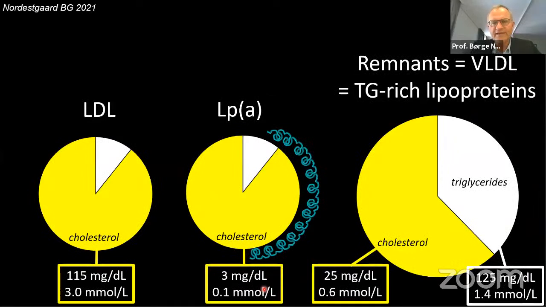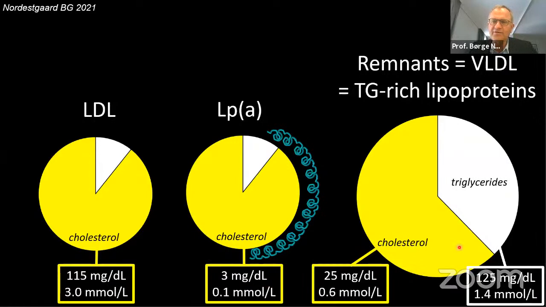Here are the same 3 fractions, but now I try to show exactly, for an average population, these are American data, how much cholesterol is found in different fractions. So in LDL for the average person, 115 milligrams per deciliter or 3 millimoles per liter. For Lp(a), on average, it's much less cholesterol. It's only 3 milligrams per deciliter or 0.1 millimoles per liter. So Lp(a) may have a different role than just delivering cholesterol.